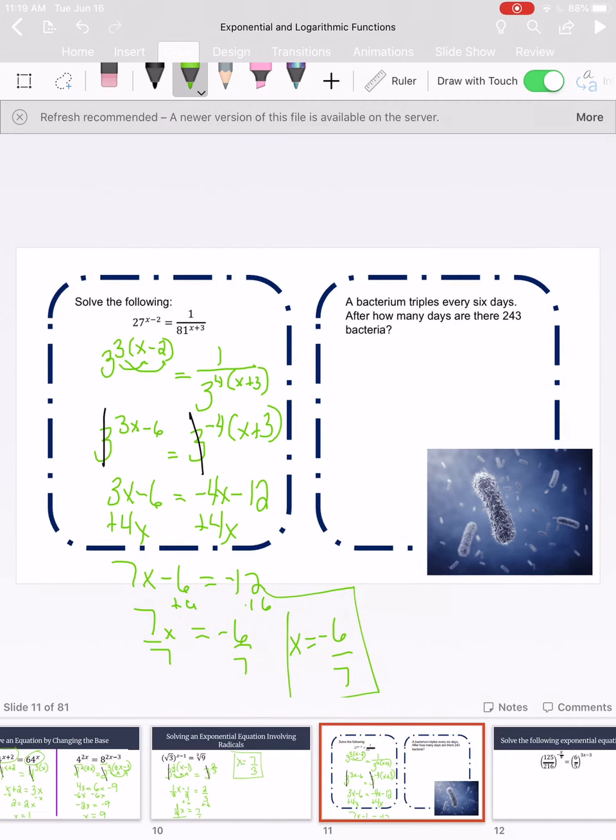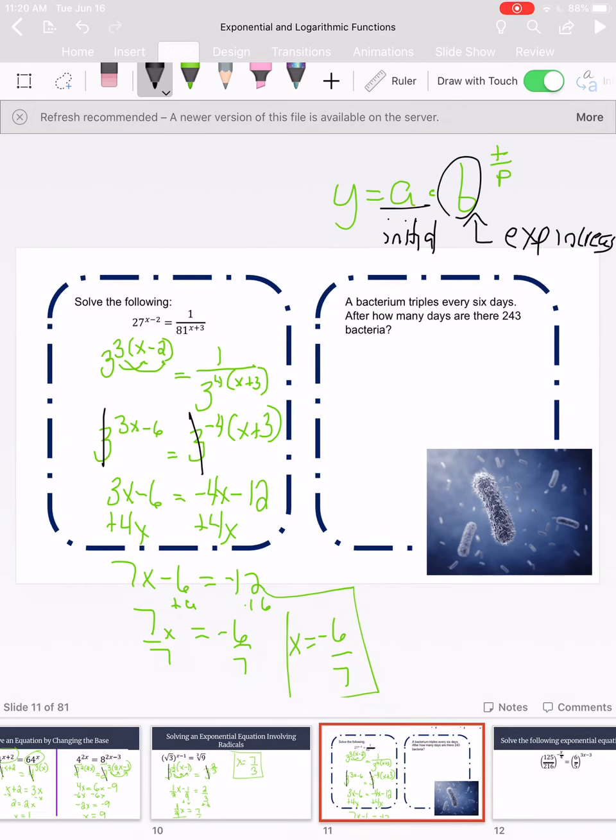All right. So next question, we have a bacterium that triples every 6 days. After how many days are there 243 bacteria? So we're going to get into this formula. This is on your formula sheet, a little more in the next week or so. Pretty much though, the A is always your initial amount. In other words, it's your y-intercept when you look at a graph. Your B is always the factor that you're exponentially increasing or decreasing by.